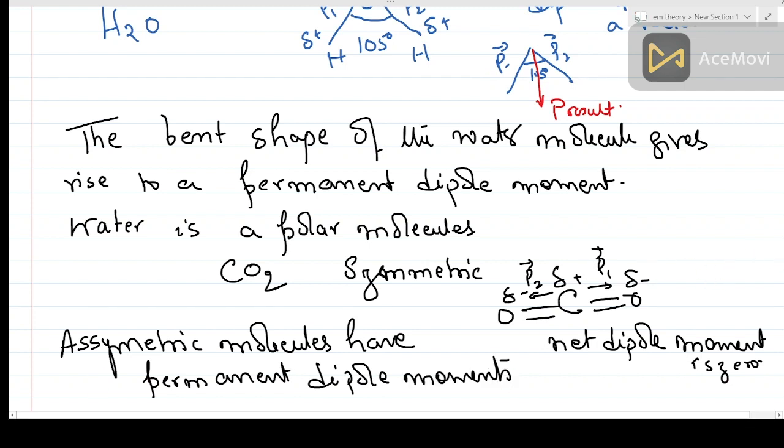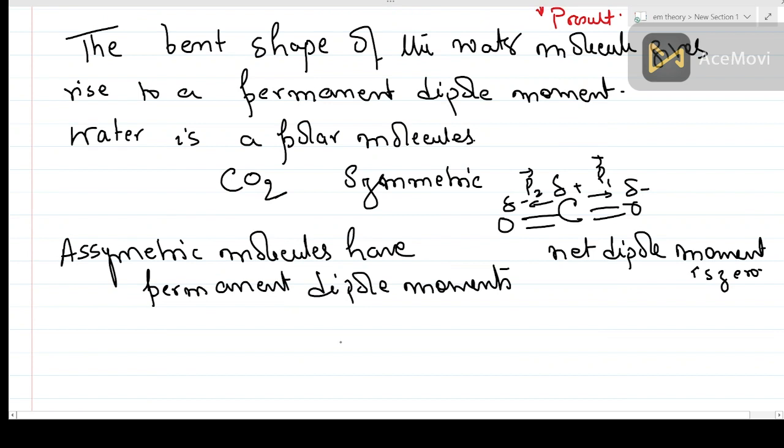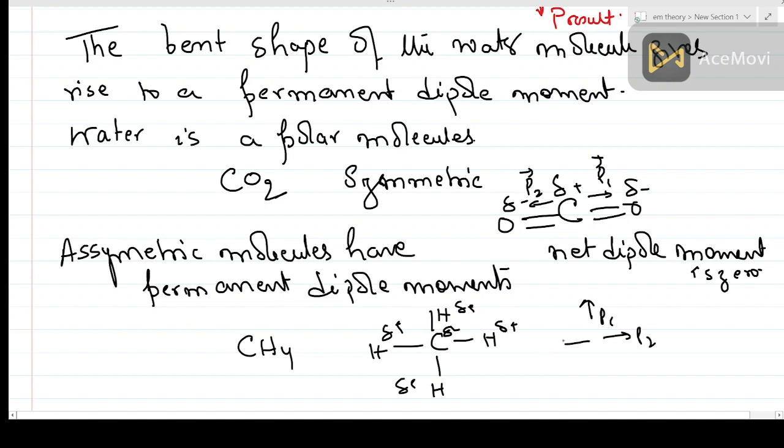Same is the case with other molecules also, as you will have studied mostly in chemistry. For example, CH4 methane is also a non-polar organic material. Carbon is more electronegative than hydrogen, so it has a negative charge, and each hydrogen has a positive charge. So there are four dipole moments, P1, P2, P3, P4.